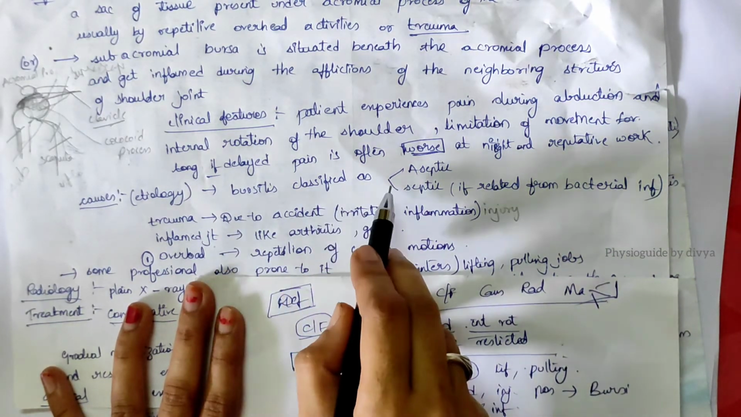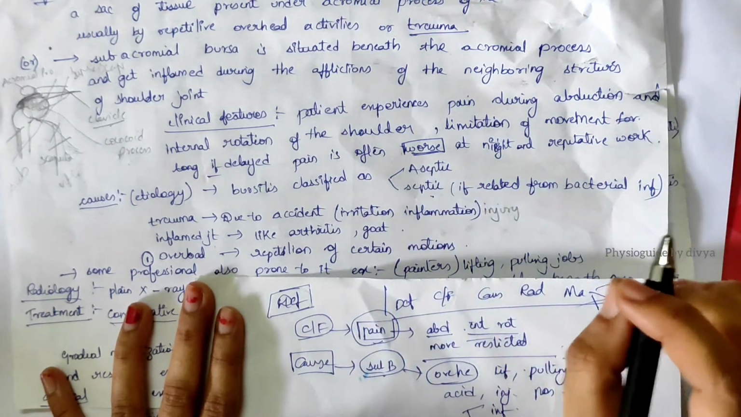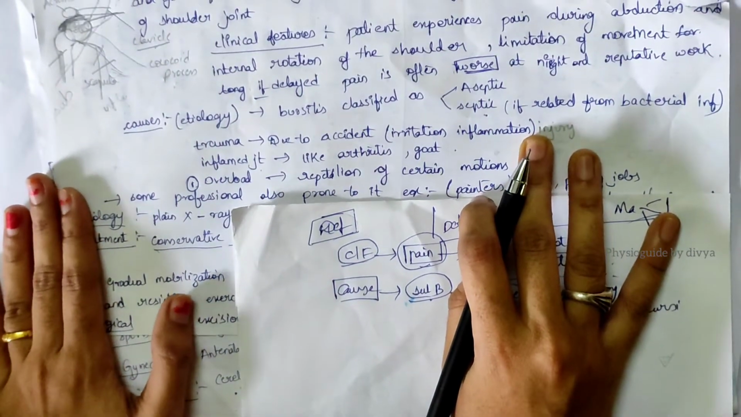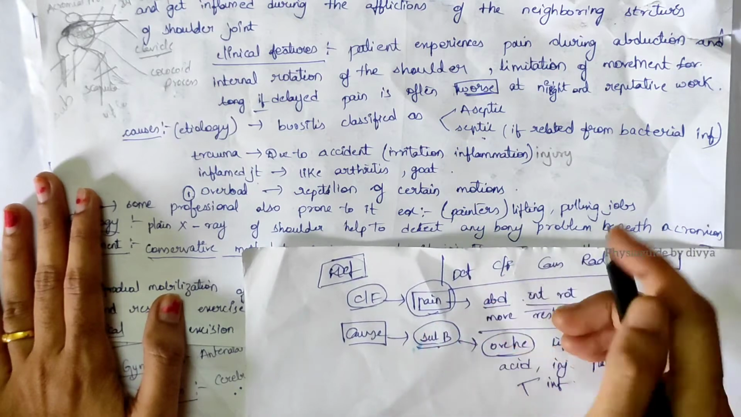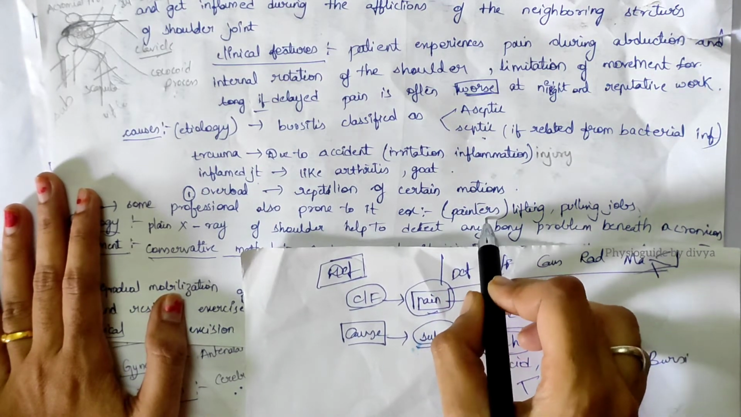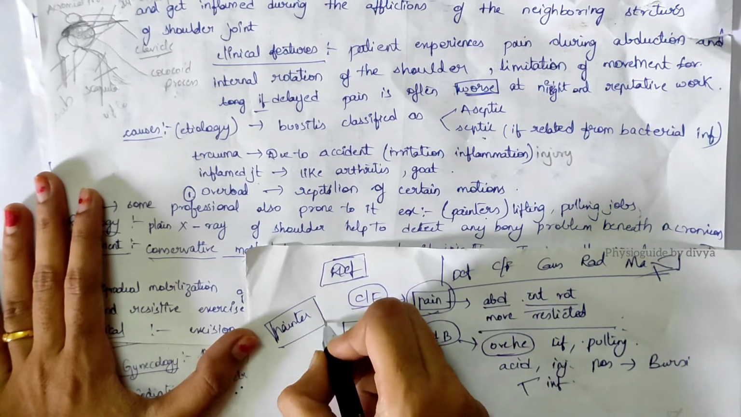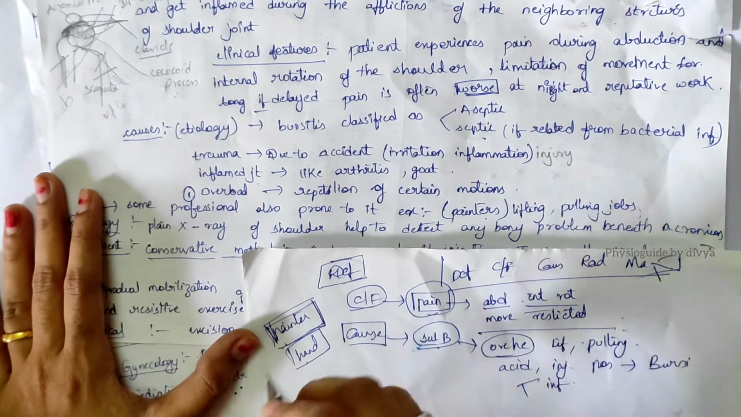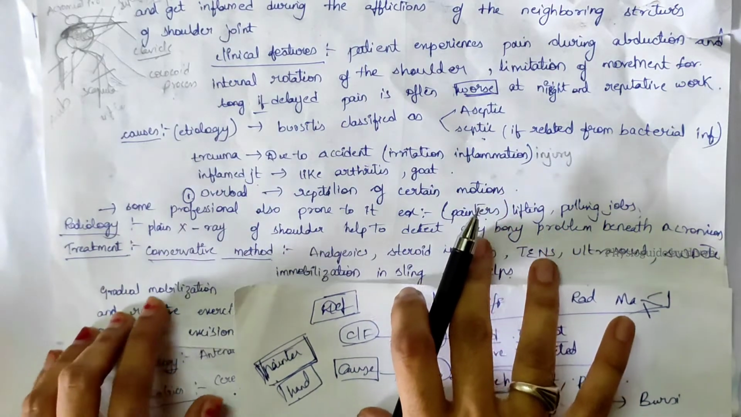Now bursitis can be classified as aseptic and septic, septic meaning related to any bacterial infection. Okay. Now in this, some professionals are also more prone to it, like those who do lifting and pulling jobs, and painters. Their work is mostly with the hand only. So in painters also we commonly see this condition.